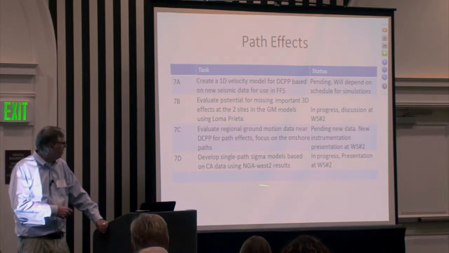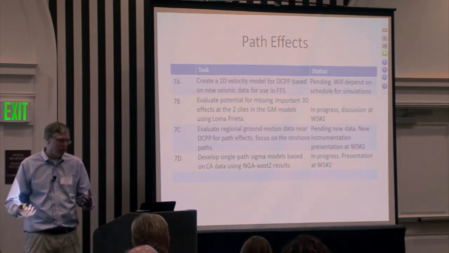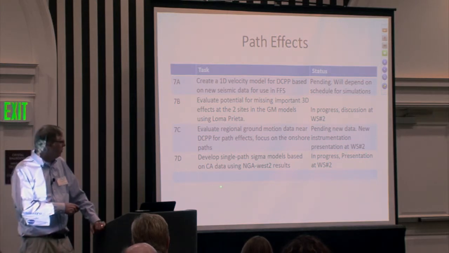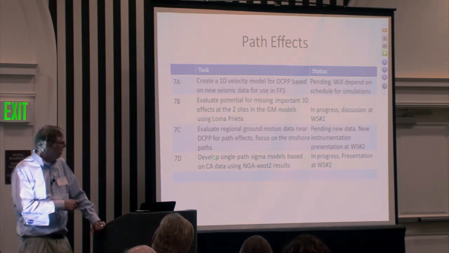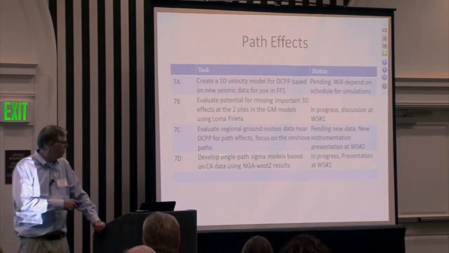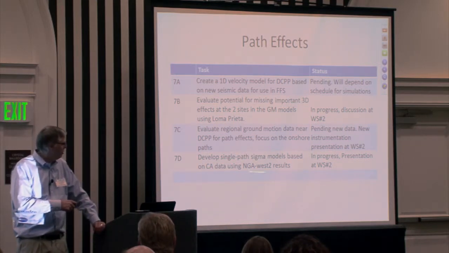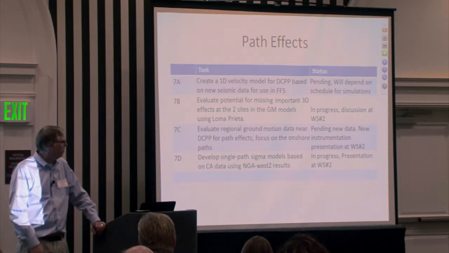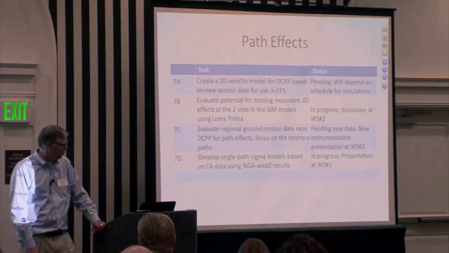Finally, we're looking at what to do with all of this. If you're going to develop a single path model, then the standard deviation needs to be adjusted to also be a single path sigma model. So this is work where we were using the data from the California earthquakes, basically from the NGA West 2 results, to see what the single path sigma is. This is work by Manuela Villani, and I will describe that for her during this workshop.